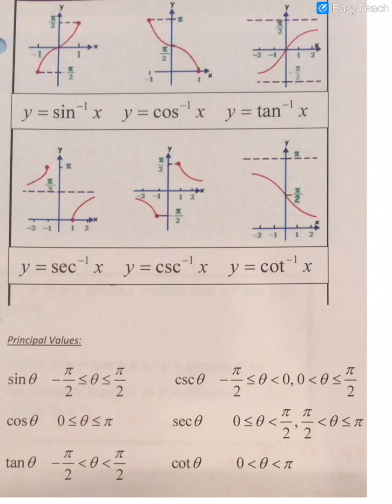The values are restricted. Sine is restricted to just between -pi/2 and pi/2. Cosine is between 0 and pi. And tangent is the same as sine, between -pi/2 and pi/2. Cosecant goes between -pi/2 and 0 and 0 and pi/2. Secant is between 0 and pi/2 and pi/2 and pi. And then cotangent is between 0 and pi.